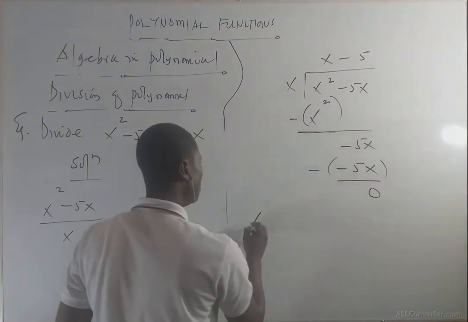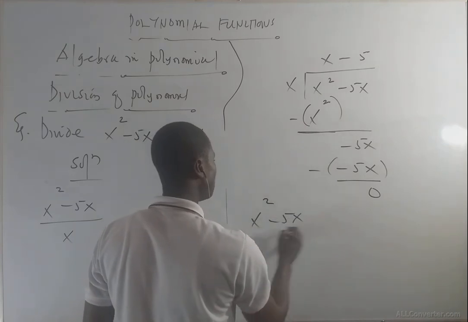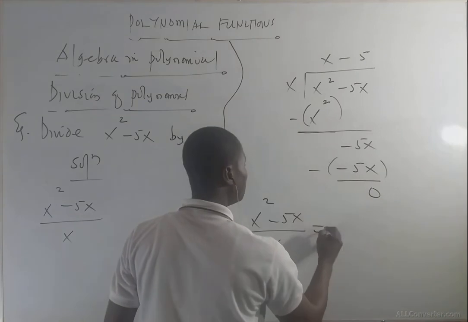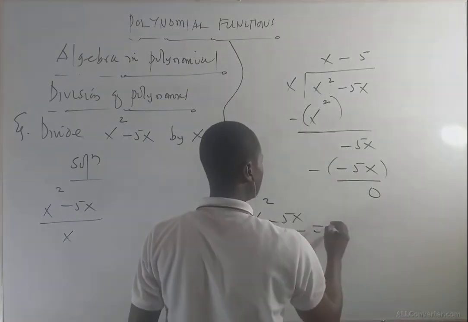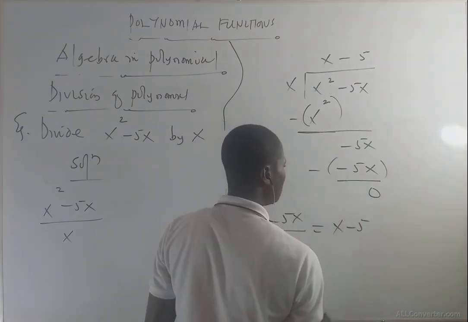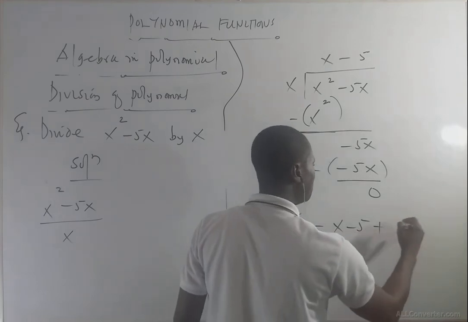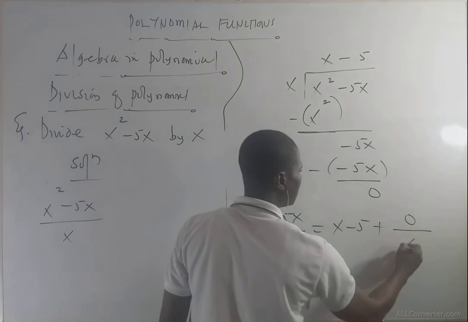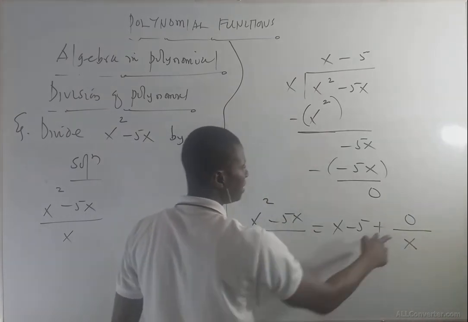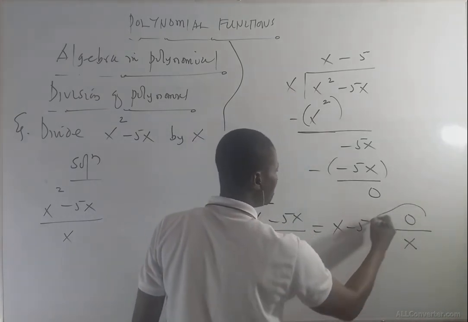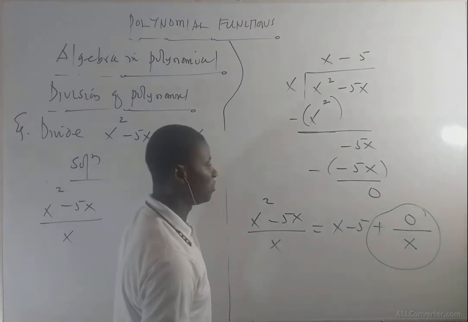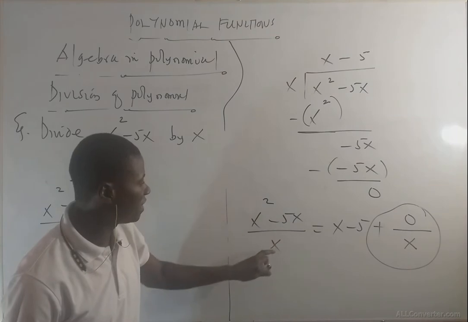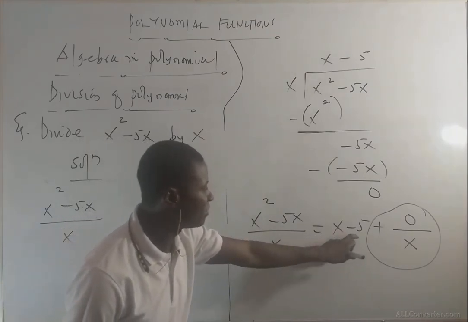That means that when you divide x squared minus 5x by x, as we have here, the answer will give us the quotient, and that is x minus 5. Don't forget, I said that it will be plus the remainder, that is 0, over the divisor again. But you realize that the remainder over the divisor will give us 0. 0 over that will give us 0. So that expression is not important again. And so x squared minus 5x divided by x will be equal to x minus 5.